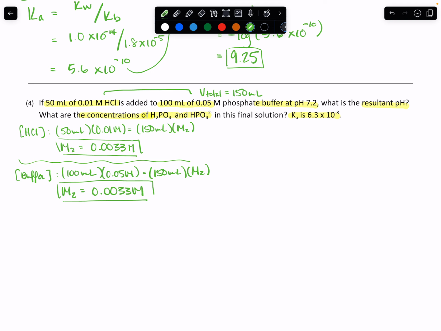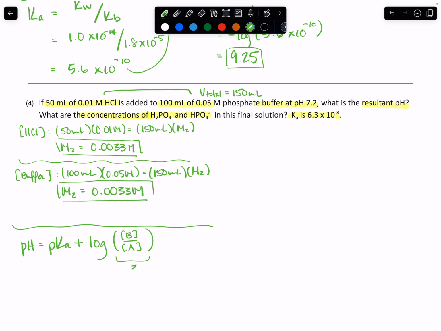Now, what are we looking for? What is our unknown? Well, really what I'm trying to figure out is what is the ratio of my two components? What is that concentration of base versus acid? Because if I can figure that out, then I will know what the amounts of each of these two things are within this 0.033 molar buffer solution. So I'm going to use the Henderson-Hasselbalch equation to find that. So the pH is equal to the pKa plus the log of the concentration of base over acid.